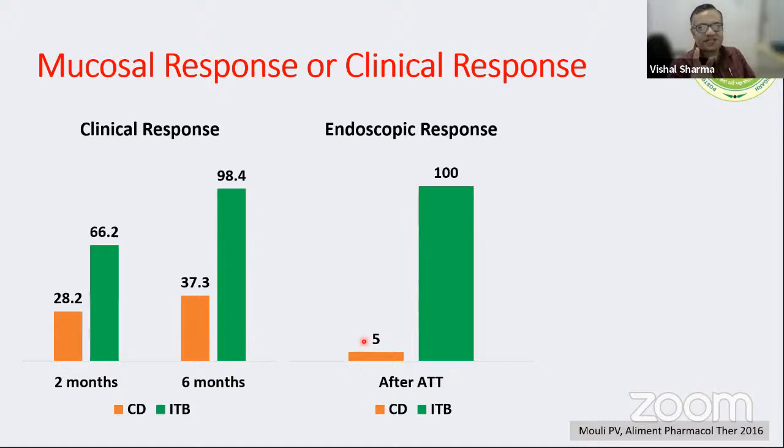Therefore, one must not trust clinical improvement. An improvement in pain or diarrhea with ATT does not mean that it is TB, it could be Crohn's disease. So do an endoscopy, colonoscopy again, and look at the ulcers.